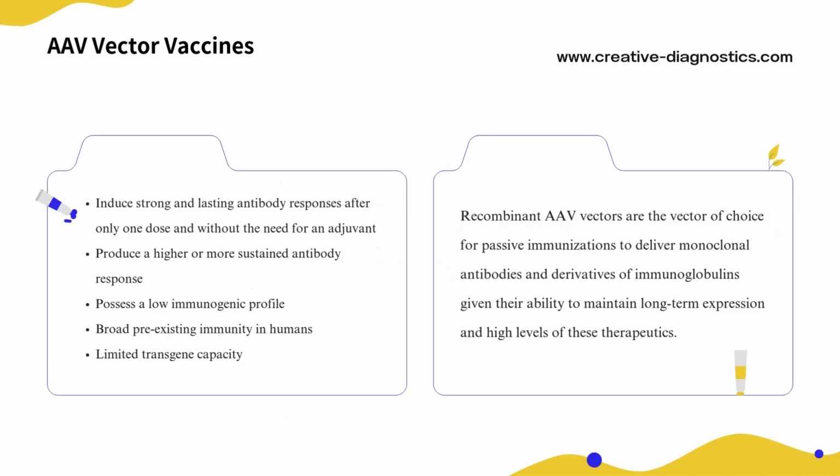In recent years, their use as vaccine vectors has expanded for treating and preventing infectious diseases such as HIV, human papillomavirus and influenza. Multiple studies highlight that AAV vector vaccines can induce strong and durable antibody responses with just a single dose, eliminating the need for adjuvants. In some cases, they have demonstrated superior or longer-lasting antibody responses compared to other vaccination strategies, including DNA vaccines, recombinant proteins, inactivated viruses, or virus-like particles (VLPs).